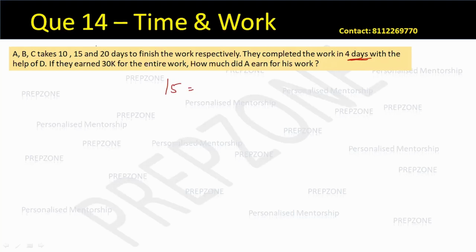And per day, how much will A complete? 6 units, because 60 units is the total work. How much will B complete? 4 units. C will complete 3 units. So 6 plus 4 plus 3 is 13 units, which means the remaining 2 units is something that D will complete in a day. So the ratio of their work is 6:4:3:2.